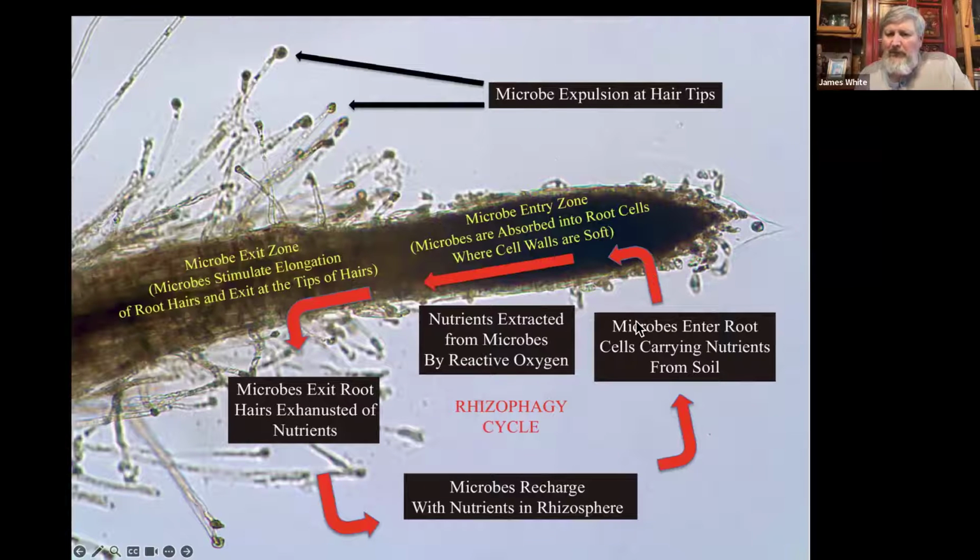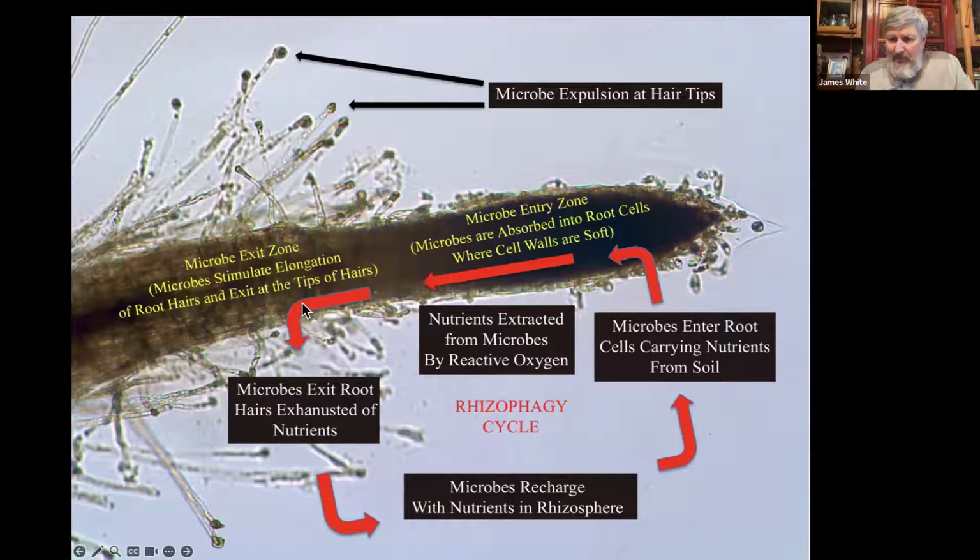And then the plant cultivates them at these tips, at the root tips, and takes them actually into the cells at this tip. Then in this zone, it hits them with superoxide. Superoxide, which the plant makes from oxygen in the air, is a highly reactive form of oxygen, and it oxidizes the cell walls off of those bacteria, those microbes, or green algae, whatever they are. It oxidizes the cell walls off of them and gets nutrients out of them.